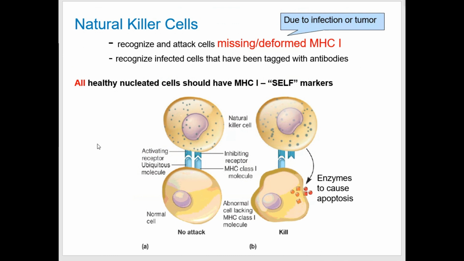So natural killer cells circulate and look for those missing complexes. And if they do detect them, because they make direct contact, as you can see in this picture here, the natural killer cells are going to release enzymes, and they will cause apoptosis to that abnormal cell.